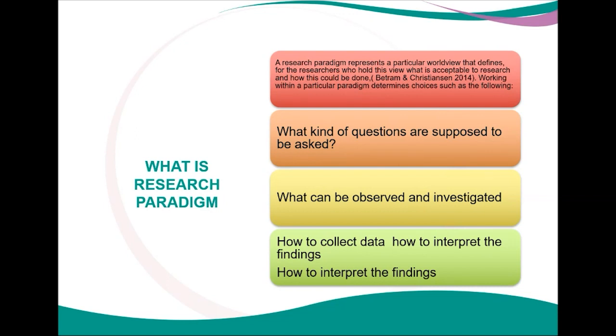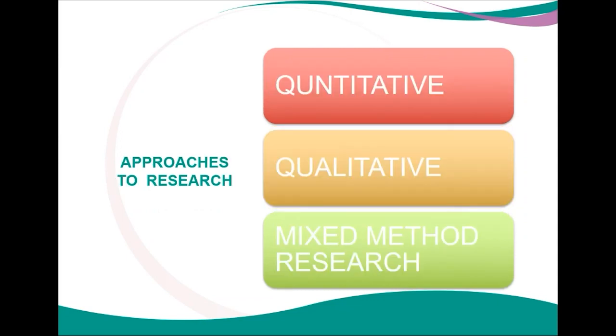So if you are a positivist or post-positivist researcher, or you are a constructivist researcher, the way you formulate your research questions will be different, and even how you collect data. For example, the post-positivists collect data using surveys, whereas the constructivists use interviews and so on to collect data. We have 3 distinct approaches to research. The first one is quantitative, qualitative, and mixed method. I'll talk to each of these in brief.